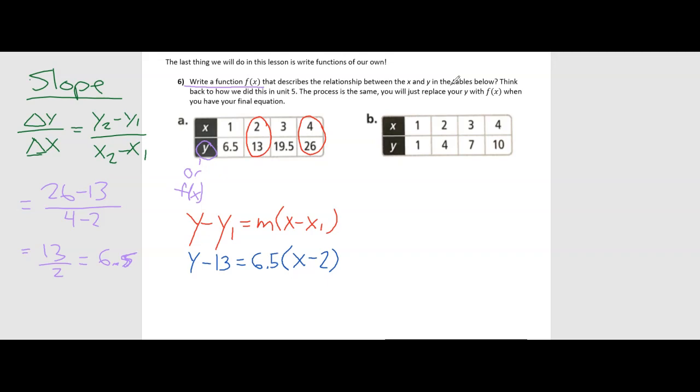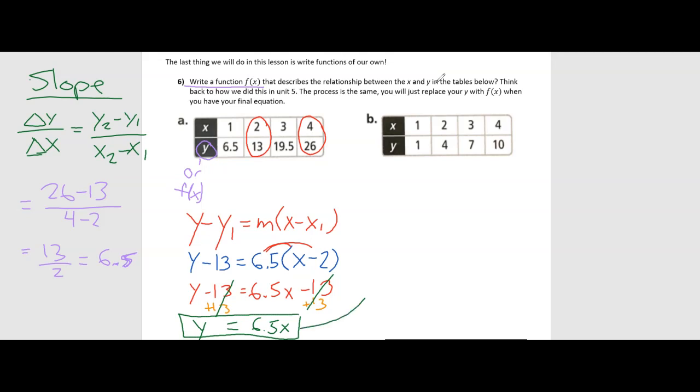Now I'm going to get the y by itself. So I'm going to distribute first. So I'm going to get y minus 13 is equal to 6.5x minus 13. I'm then going to add 13 to both sides. And that's going to give me y equals 6.5x. These 13, the negative and the positive, simplify over there. So that's the equation of the line given by the table.